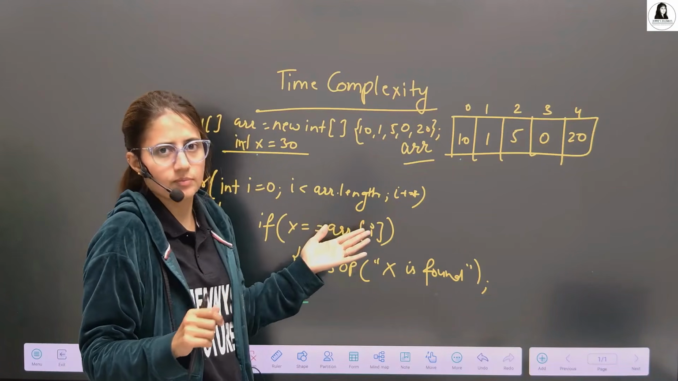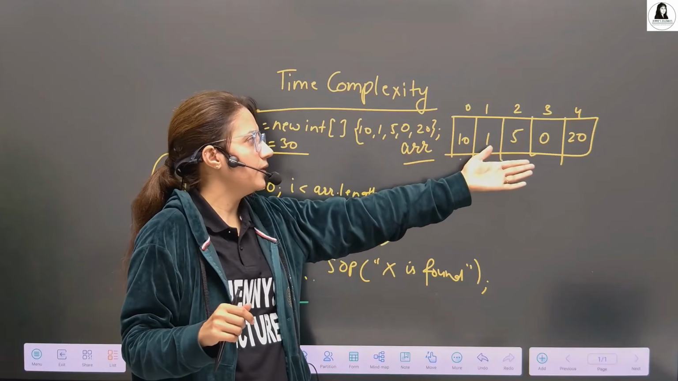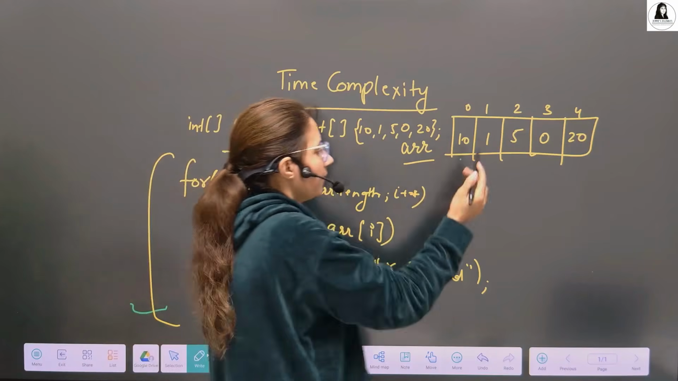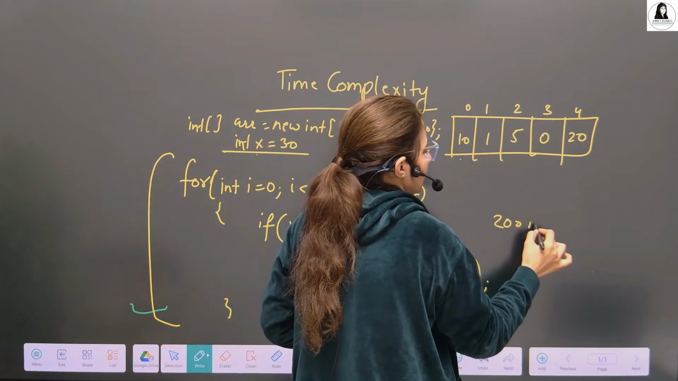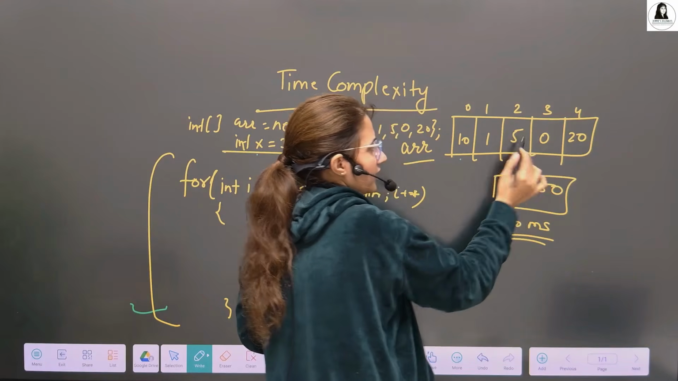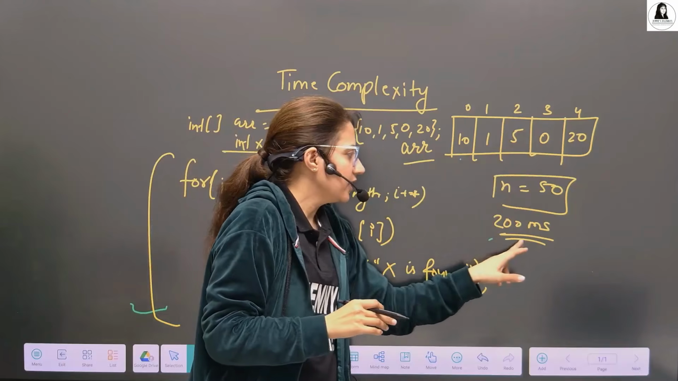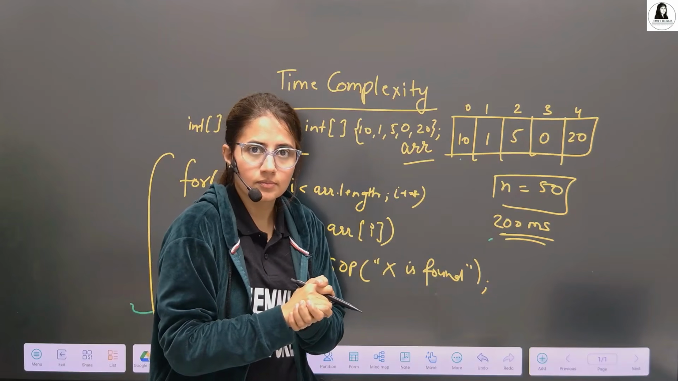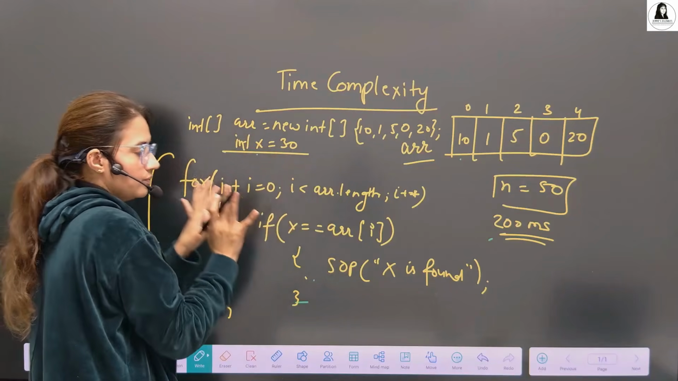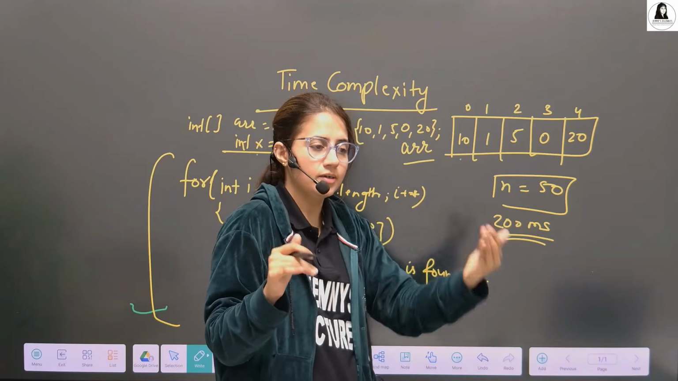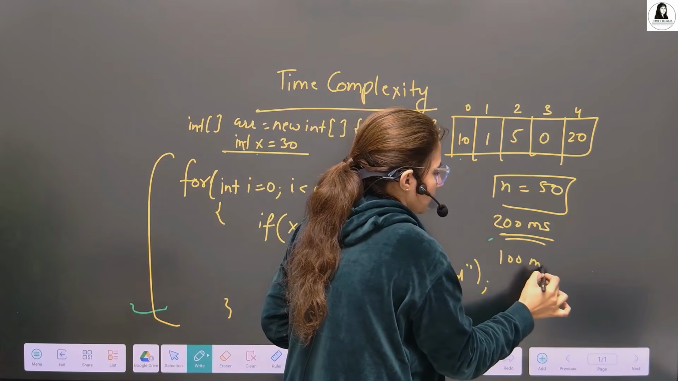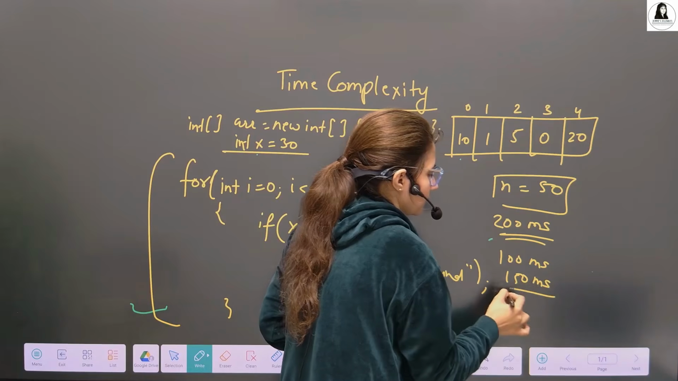Now suppose on my machine, I have only 5 elements or 10 elements or 50 elements in the array, and it is taking almost 200 milliseconds. Suppose n is 50. Here in this case n is 5, but suppose n is 50, so it is taking 200 milliseconds, right? Now the same program, the same algorithm, the same for loop on a second machine, my friend's machine, is taking only 100 milliseconds or 150 milliseconds, something like this.